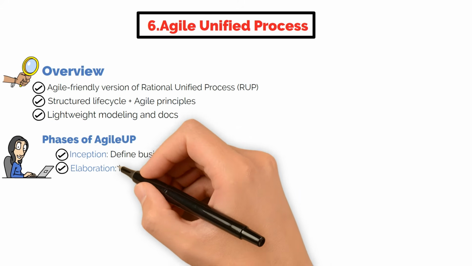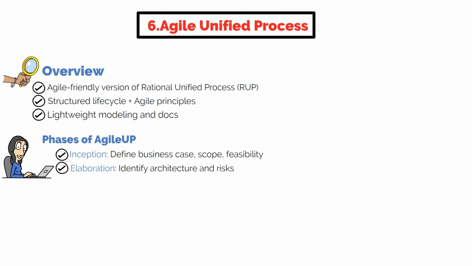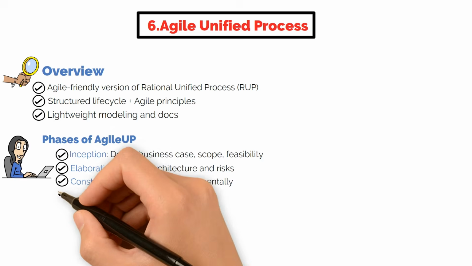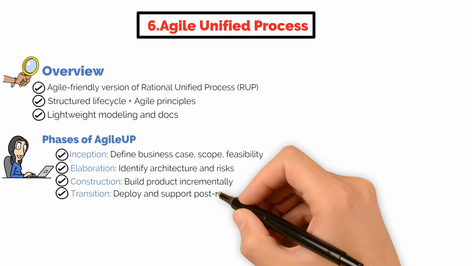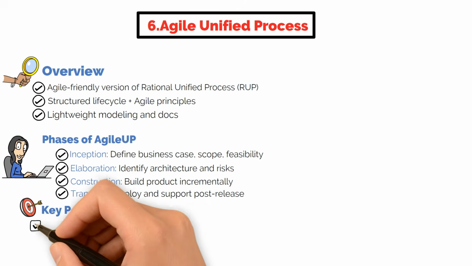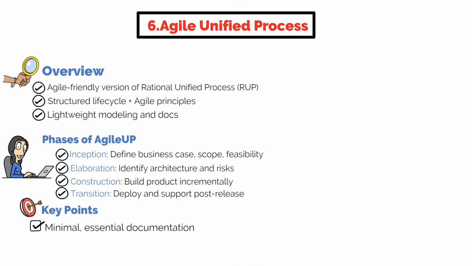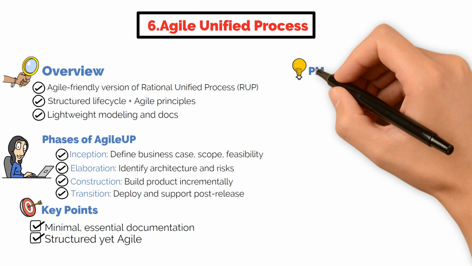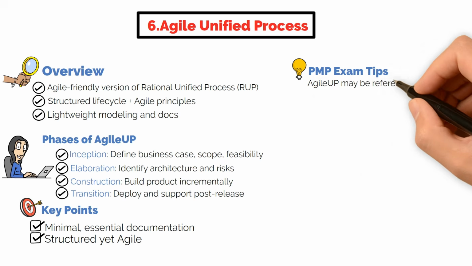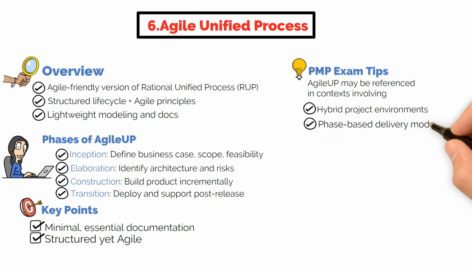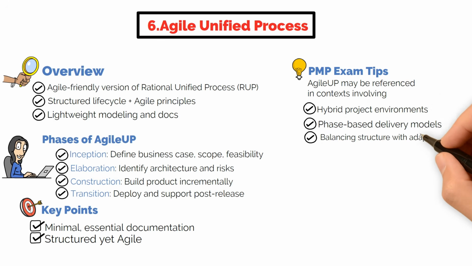2. Elaboration involves identifying architecture and risks. 3. Construction involves developing the product incrementally. 4. Transition involves deploying the product and supporting it post-release. AgileUP allows for modeling and documentation, but in a lightweight approach, keeping agile values intact. For the PMP exam, AgileUP may appear in questions about hybrid project environments, phase-based delivery, or balancing structure with adaptability.